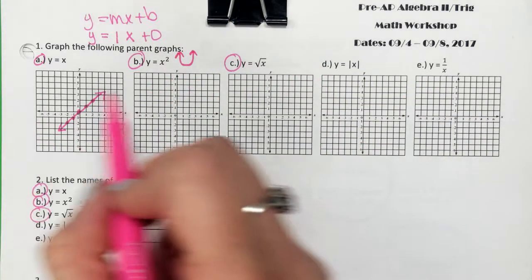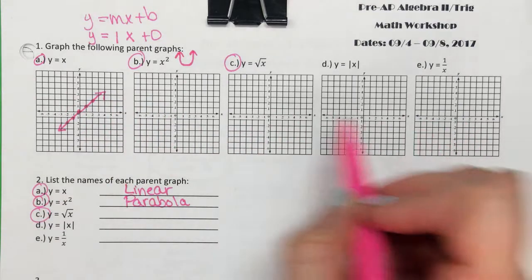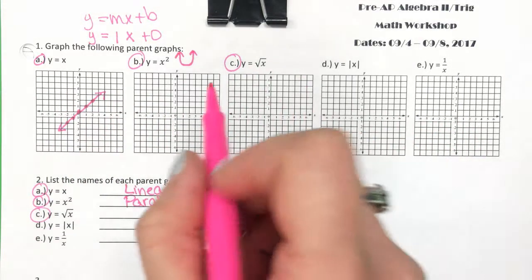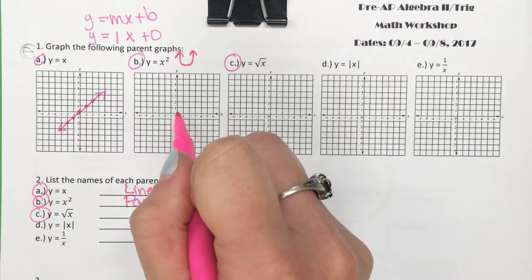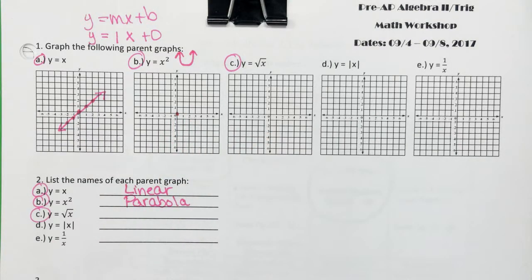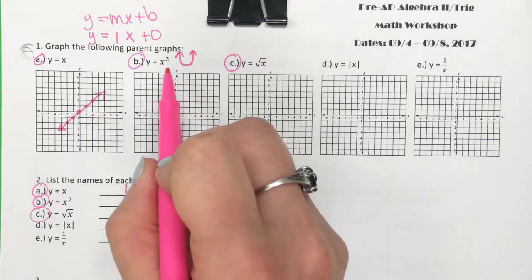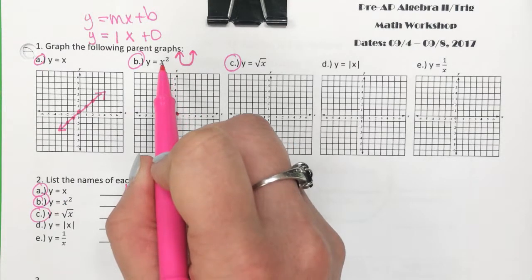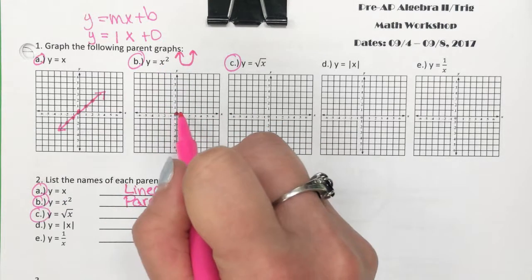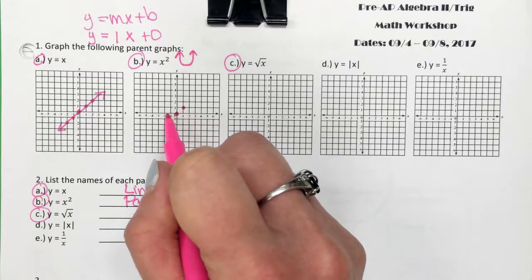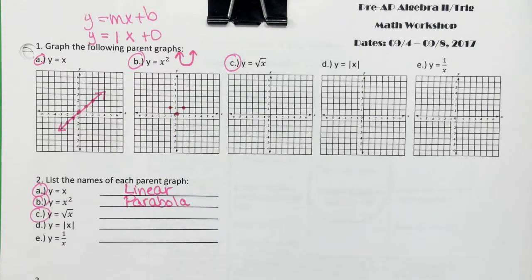Alright, so all of these are the parent graphs, which means all of them are going to start where? 0, the origin, right? I'm going to show you an easy way to graph this. So, 1. What is 1 squared? 1. So I'm going to go over 1 and up 1 on both sides. Alright, what's after 1? 2.